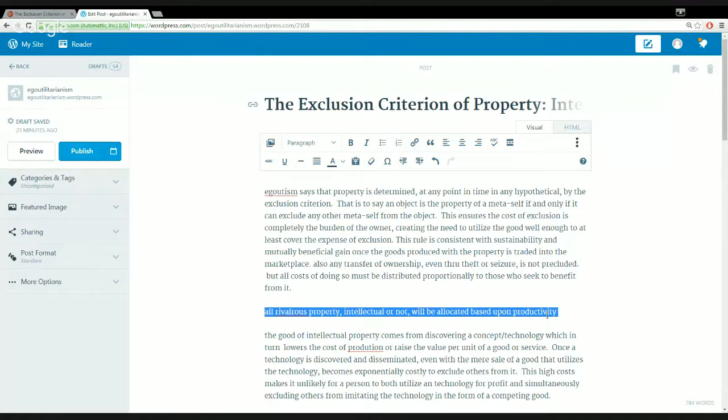Like my idea is my idea, and no one else but me can use it. It's by definition rivalrous. The cost of exclusion is very low because it's very expensive for anyone to access one of my thoughts, right?